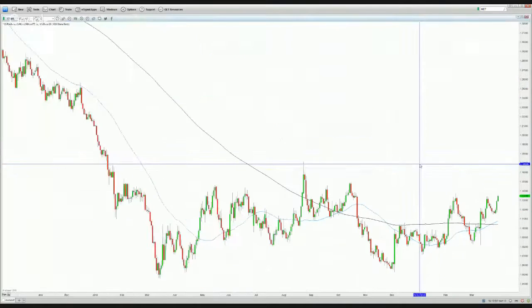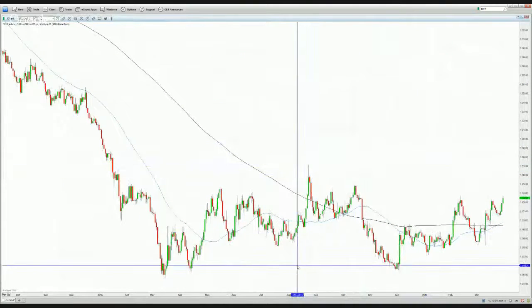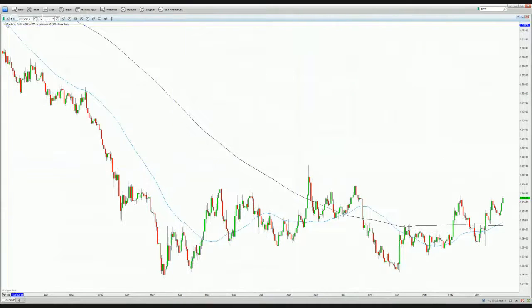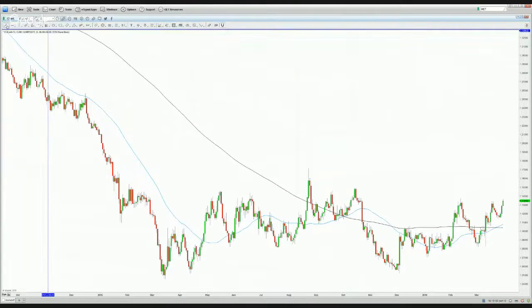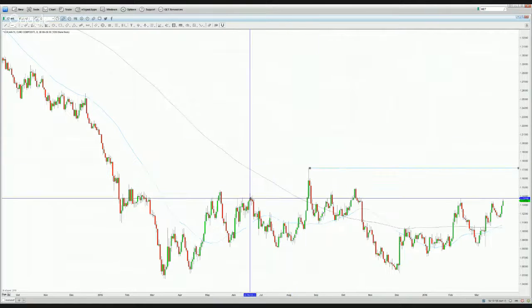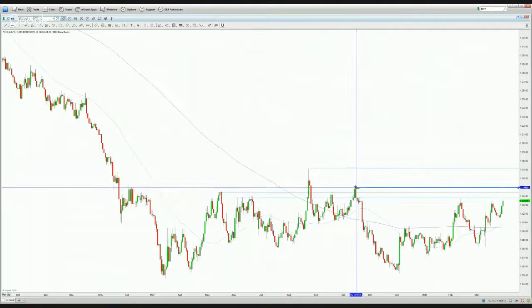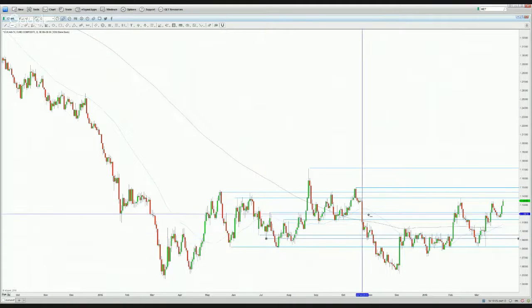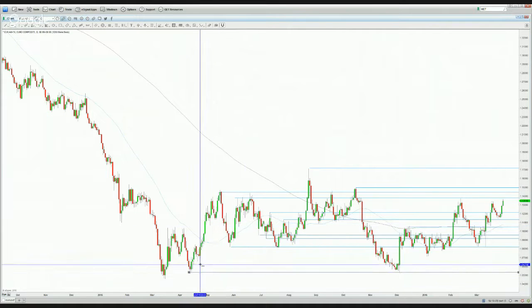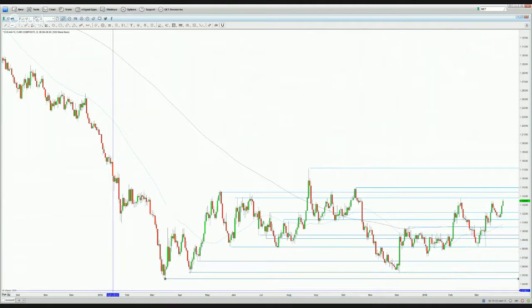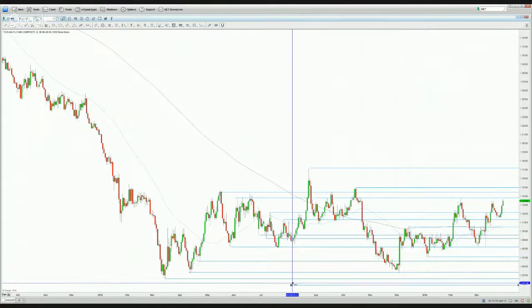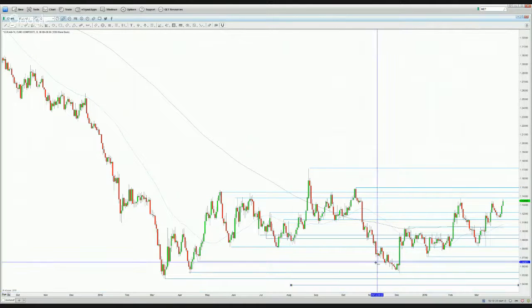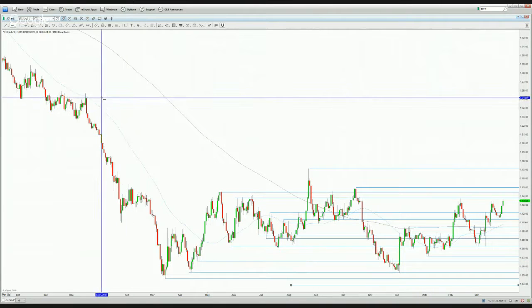Okay, now range traders will draw support and resistance, and they'll then take positions based on price bouncing off support and resistance. But let's have a look at this. If we draw all the levels of support and resistance in this particular area of consolidation, okay, I'm drawing it quite roughly. But if you look at all the levels of support and resistance within this area of consolidation, how long are your trades going to last? How long are you going to be in these trades?